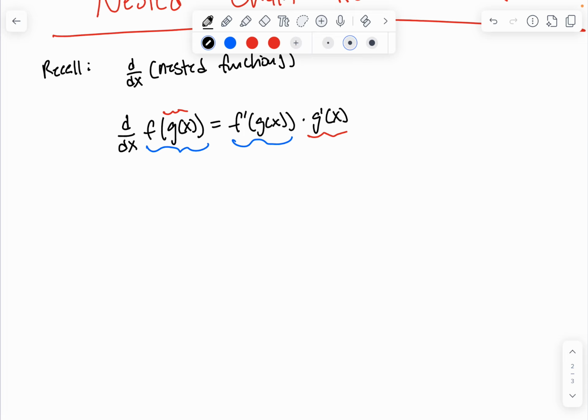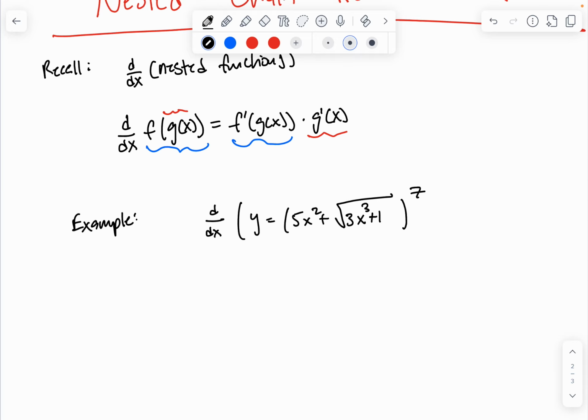Now let's apply it to a slightly more difficult problem where we have multiple functions nested within each other. So our example: we need to take the derivative dx of y is equal to 5x squared plus the square root of 3x cubed plus 1, raised to the 7th.